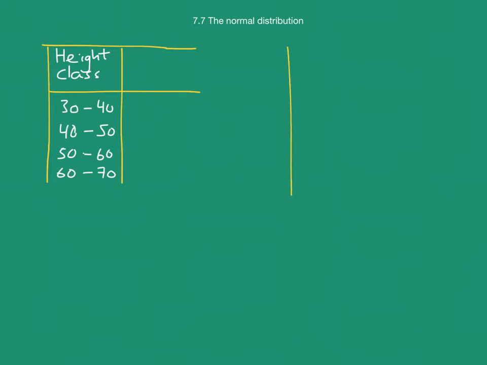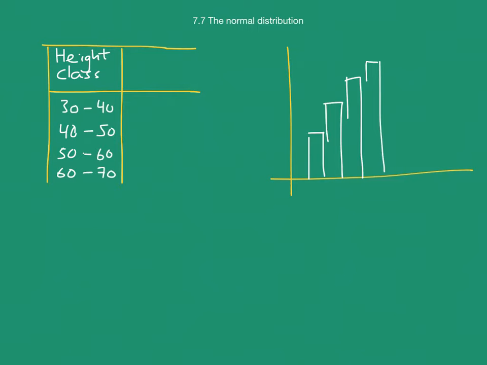Now, the way we could represent that in a chart would be that we represent the data as a histogram. So rather than having individual data points, we have these classes or groups of data that simply shows the number of individual data points within that group.